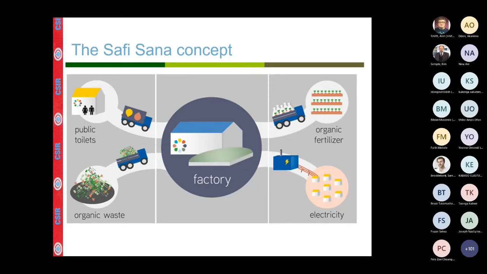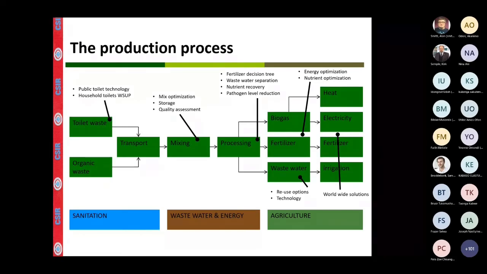And what was the concept of this biogas plant? The concept is that they will take waste from public toilets, they will get organic waste from the markets, and then they will convert that to organic fertilizer and generate electricity, which will be fed into the national grid for our consumption. So this is the production process.